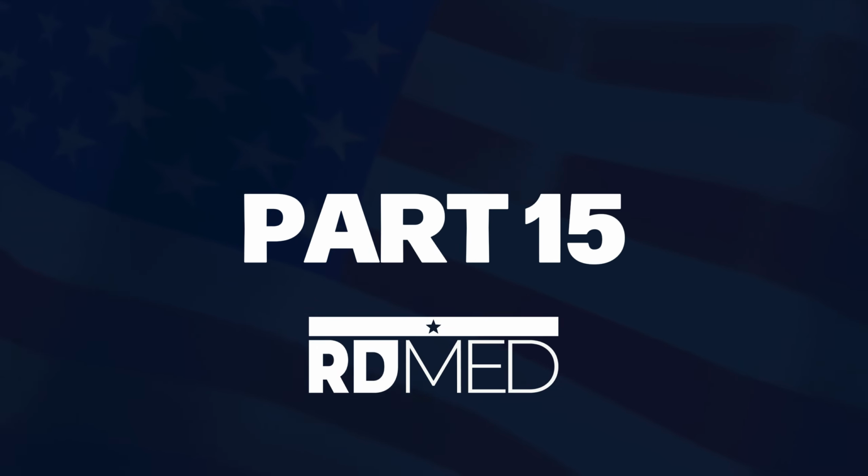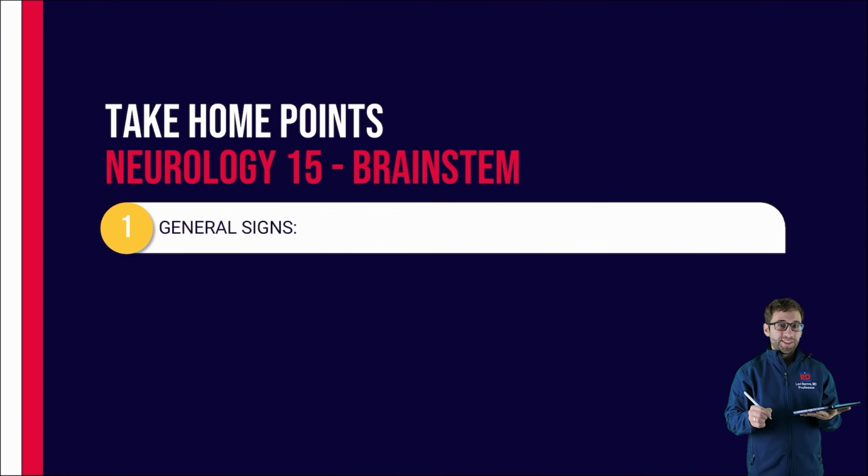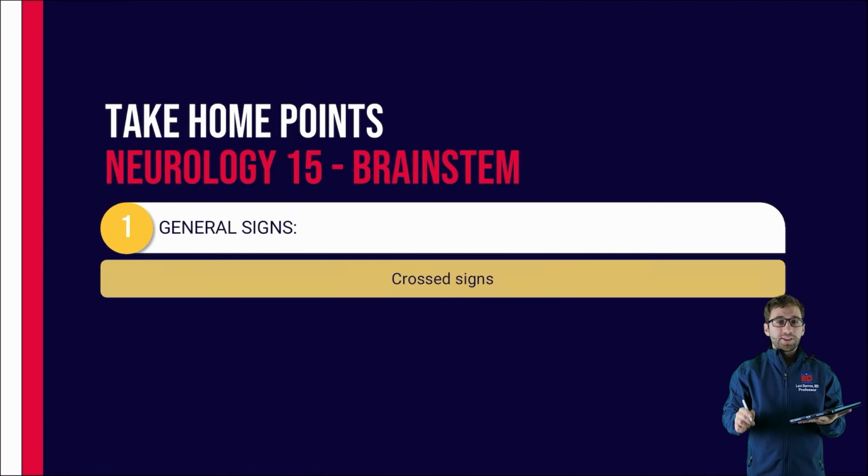Part 15. Welcome to our take-home point session for Neurology 15, focusing on the brainstem. Well, general signs of brainstem lesions include cross signs, which are characterized by ipsilateral cranial nerve deficits and contralateral body sensory or motor deficits. This unique presentation occurs because the cranial nerves emerge from the brainstem and affect the same side of the body, while the sensory and motor pathways cross over to the opposite side of the body.